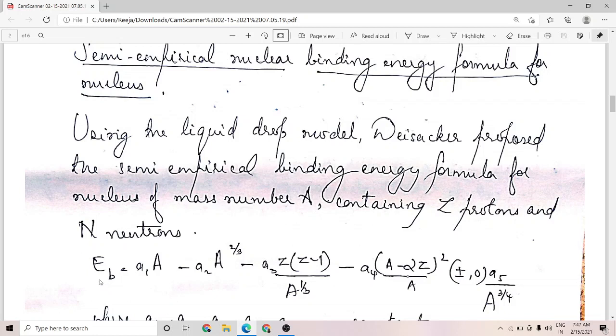But when we calculated the binding energy using these three terms, it did not match with the binding energy per nucleon curve that we learned in the last class, the curve for binding energy per nucleon versus mass number. So two correction terms were also introduced: the asymmetry energy term and the pairing energy term. Those two terms we'll discuss in our next class.